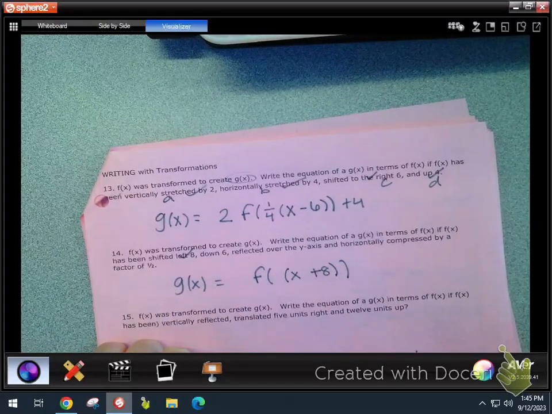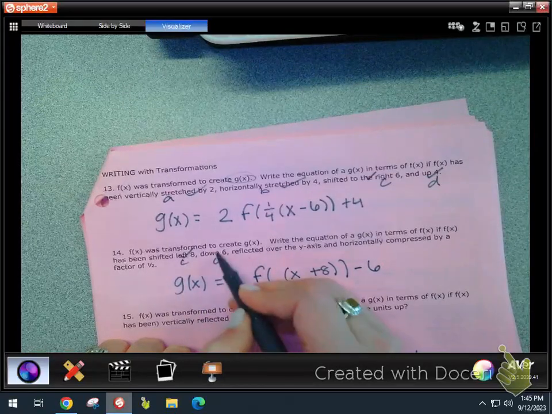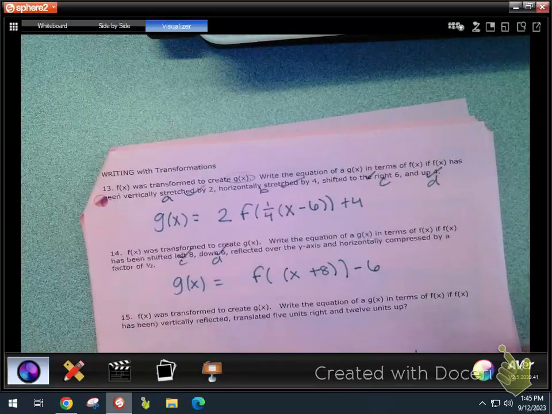Down 6. Minus 6 at the end. Minus 6 at the end, because this was a C, this was a D. Check. Reflected over the Y.